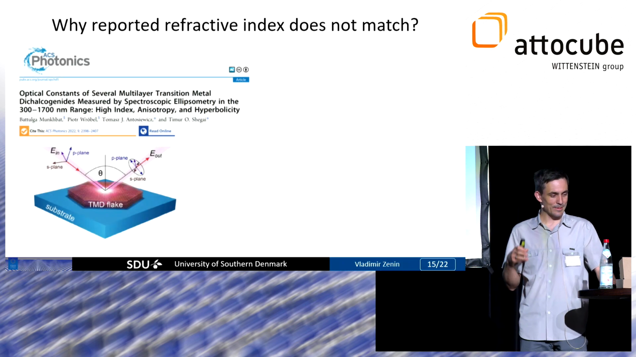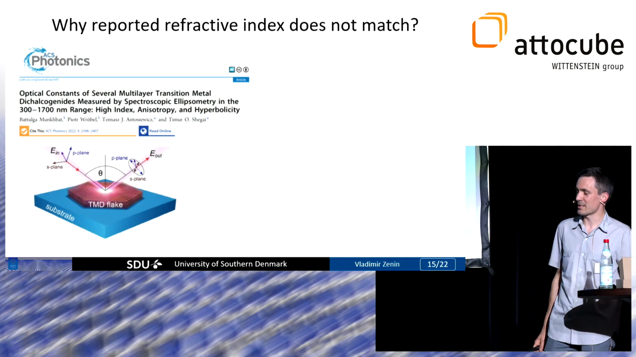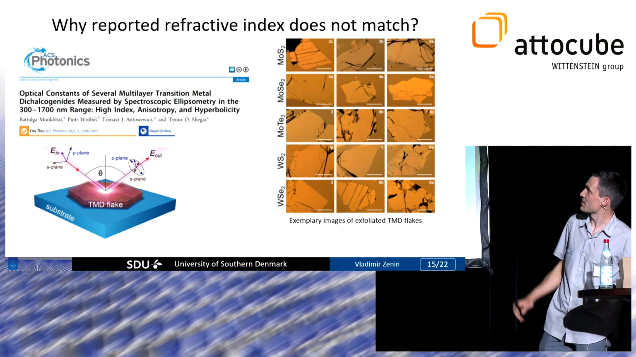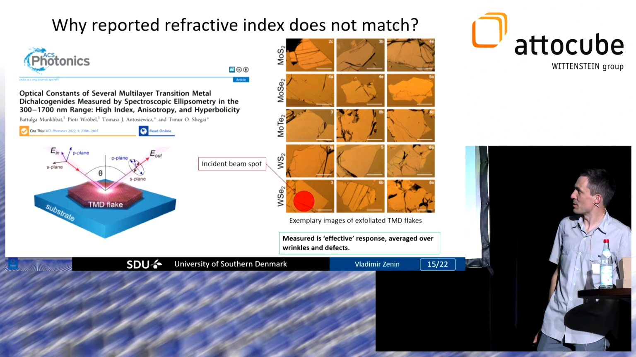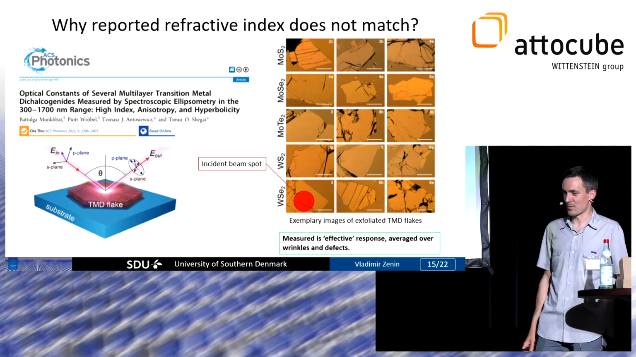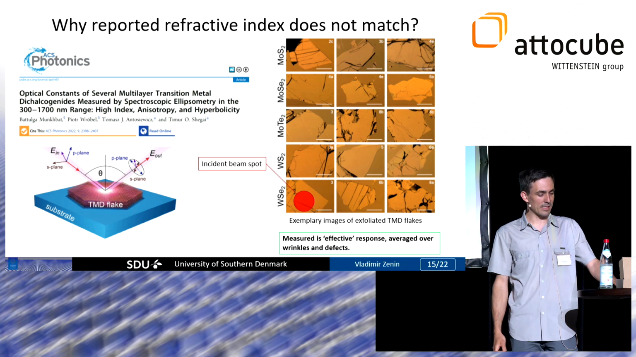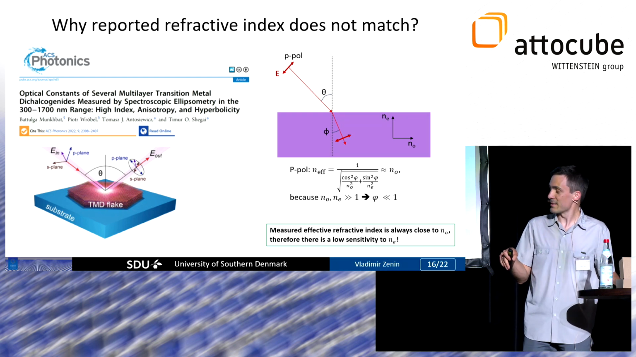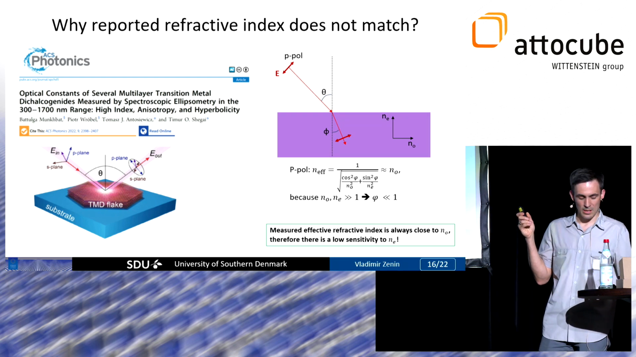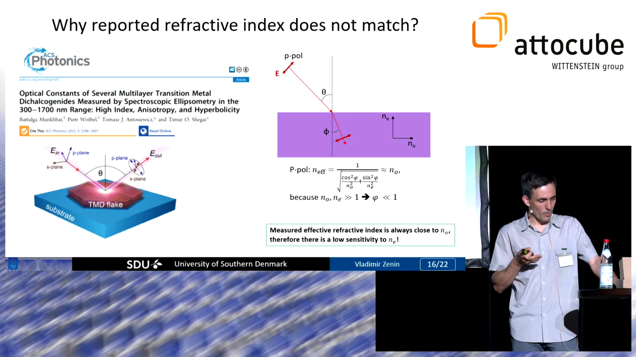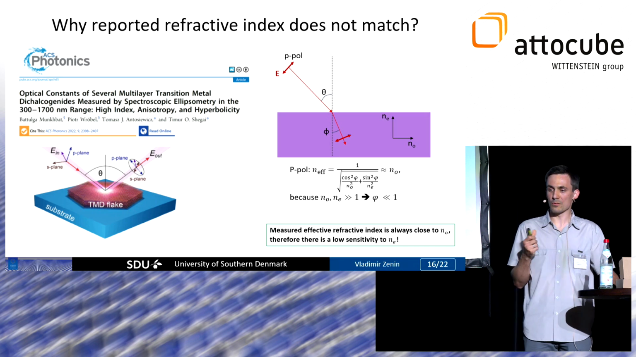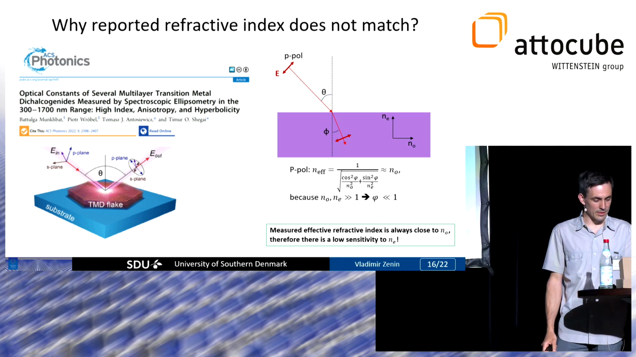So we took a look at the paper which gives the parameters for TMDC, and they used ellipsometry to measure them. Those were the flakes they measured, and that was the illumination spot size. So obviously, what was measured is some kind of effective response, averaged over wrinkles and defects. Another issue with ellipsometry is that you shine light from the air, it refracts, and the refractive index is very large. Therefore, it probes mainly the in-plane component of the refractive index. So it has very low sensitivity for the out-of-plane component.